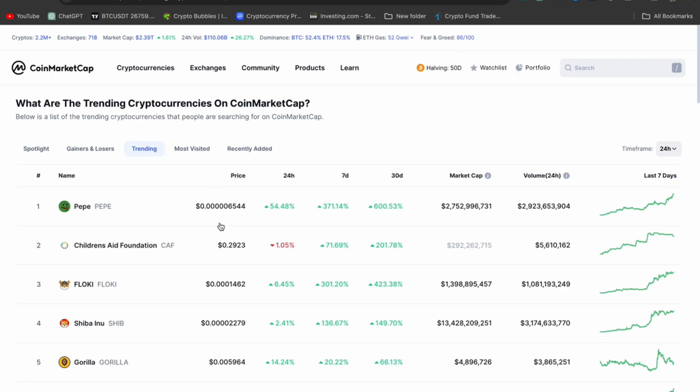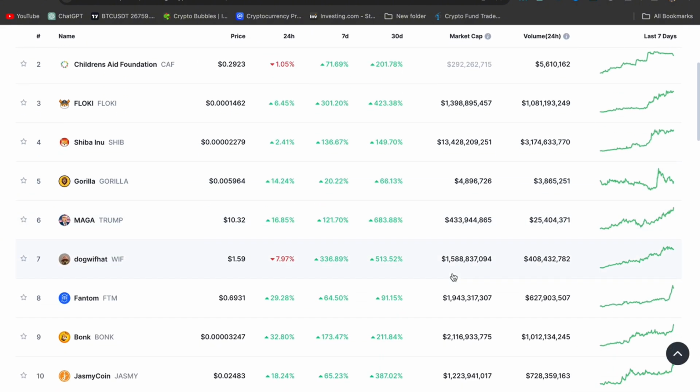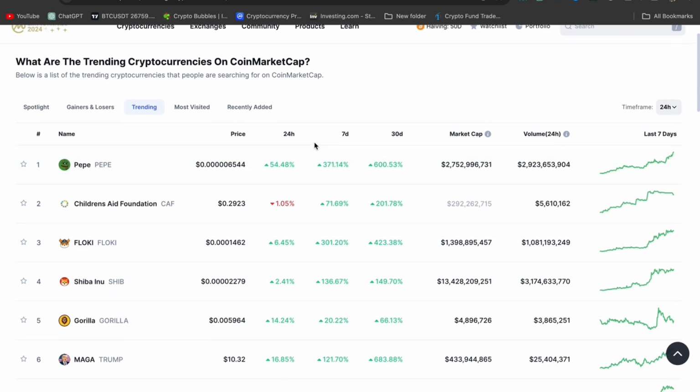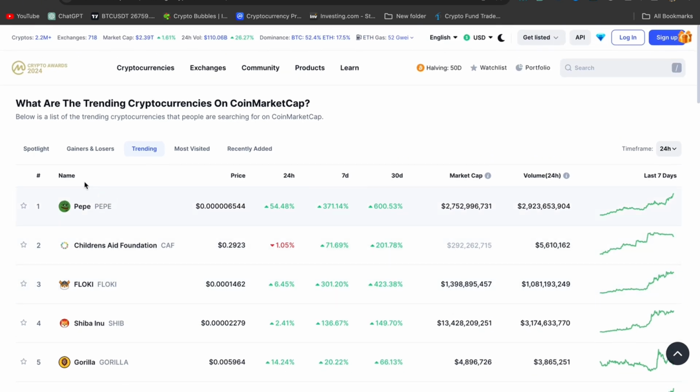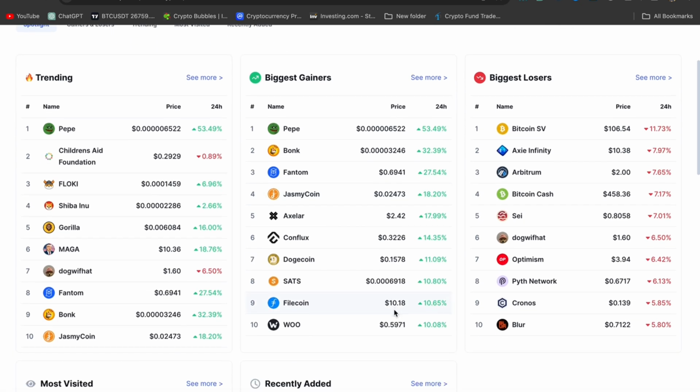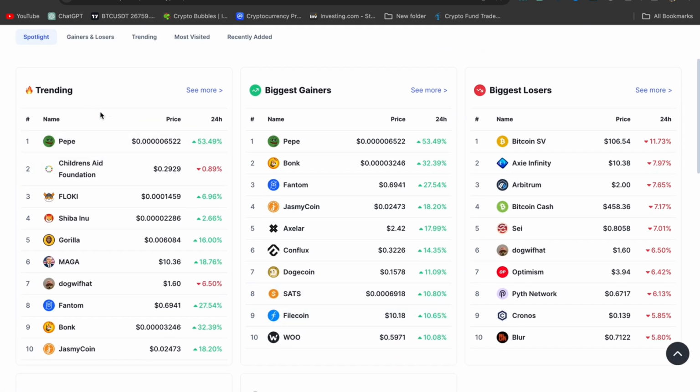Okay, so when we click on the trending section, now you can see the market is very bullish. Within the past 7 hours or so, people are currently buying up. We can even see people making around 375% ROI. We have Floki here. We also have, so now we are going to click on the spotlight at the left-hand side. When we click on the spotlight, this is what you are going to be looking at. We have trending, biggest gainers, biggest losers.